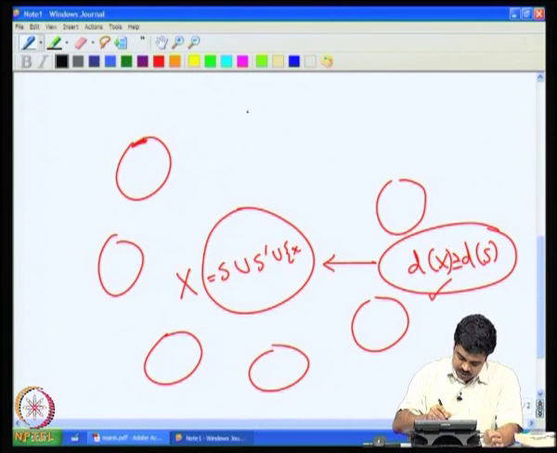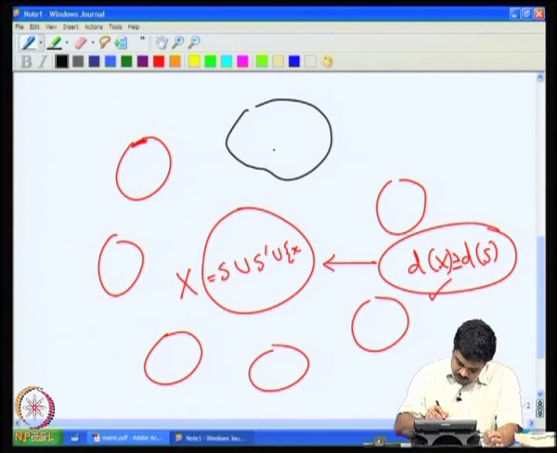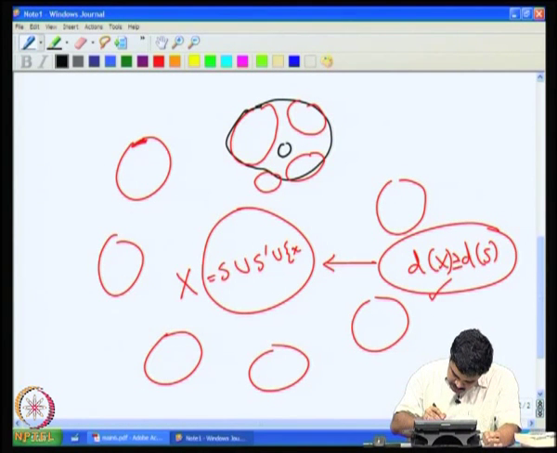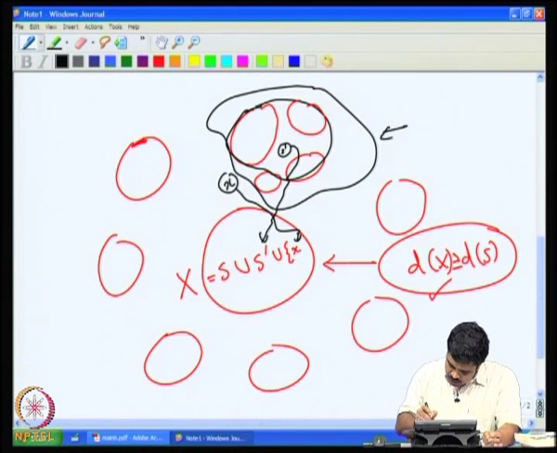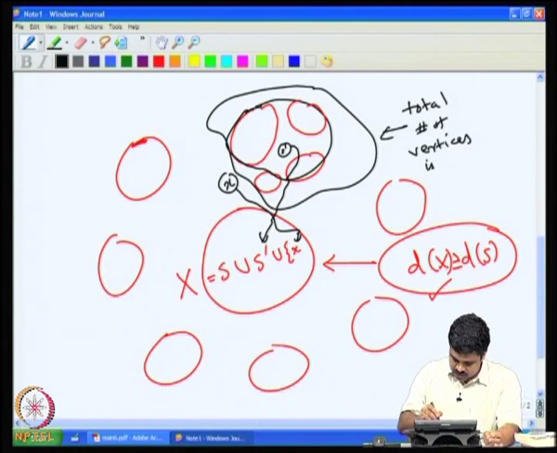You look at the component we are considering, from which we have removed X and S dash. So it is only the component. For instance, S dash was here, we moved this to this, X is also moved, right? So the total number of vertices in this collection is odd.